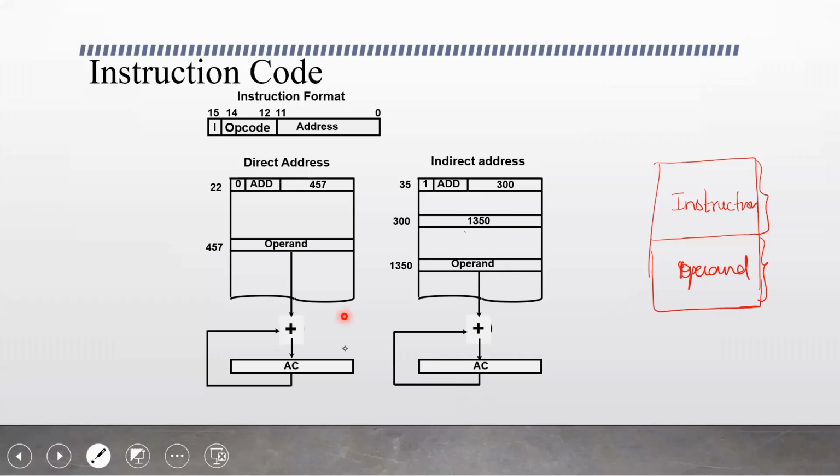It needs to be moved to the register DR, right? The operand will be moved to register DR. This is the data register. So finally, the operation given in the instruction code will be performed on the data in DR and the data in the accumulator, and the result gets stored in the accumulator.